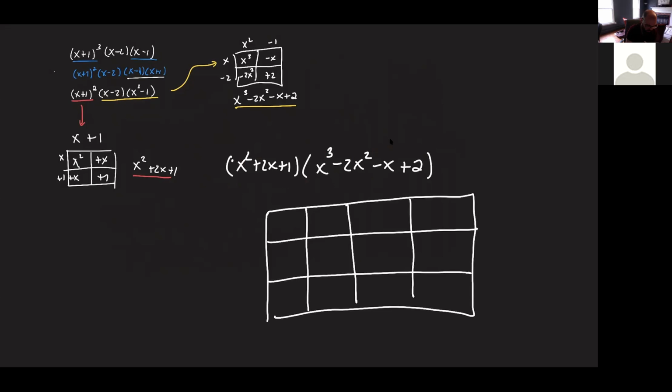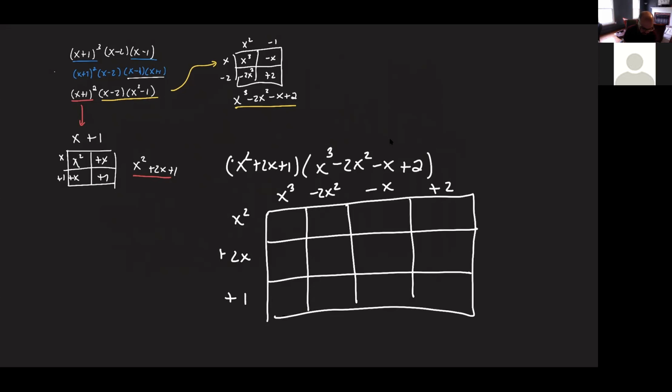Like this, right? So we're going to have over here x squared plus 2x and then a plus 1, and we would have an x cubed minus 2x squared minus x plus 2. Right, so something like this. And at least for me, this sort of grid helps keep me organized. And then I can see right away.